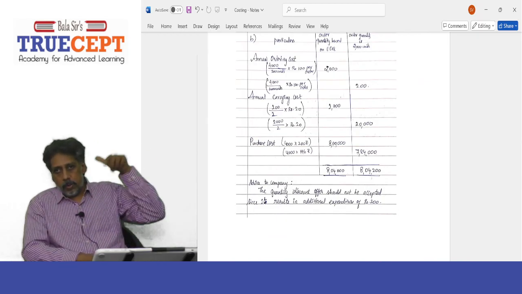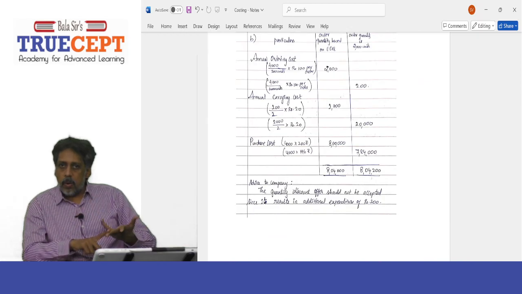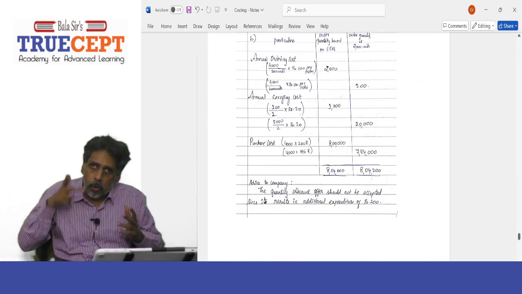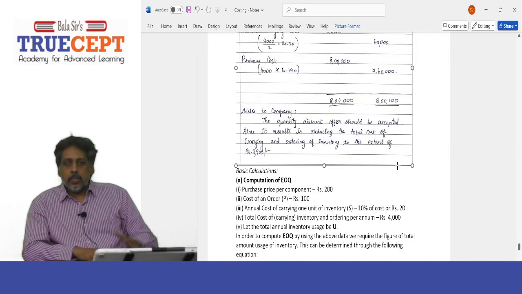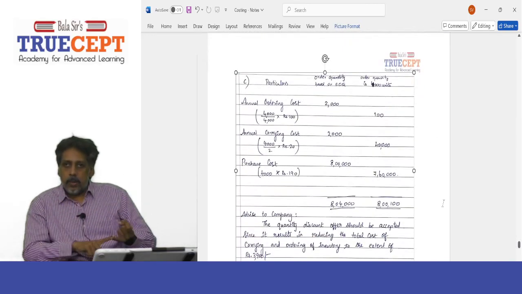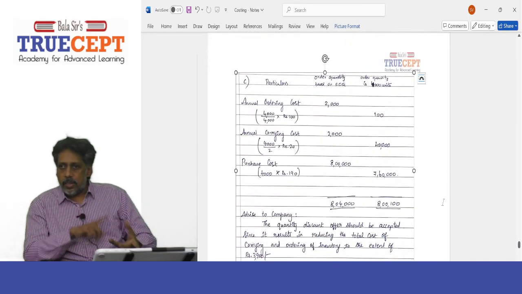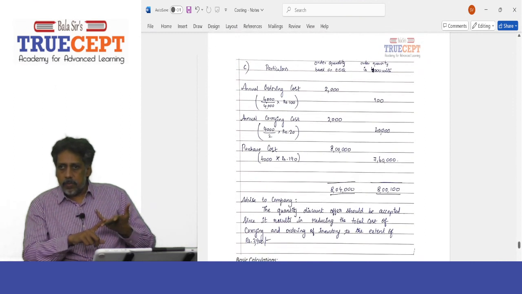Now one more subdivision. What if there's a 5% discount, but you have to purchase 4,000 components at a time, at one go? Now again you can make a table, right? Yes. So based on EOQ, you can copy the same numbers: 2000, 2000 and 8 lakh. Right? Yes, sir.